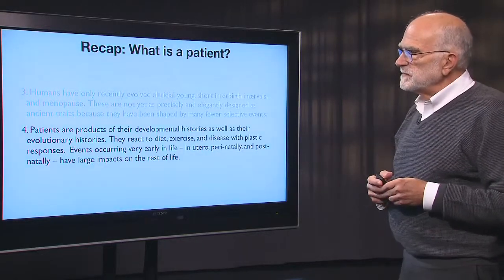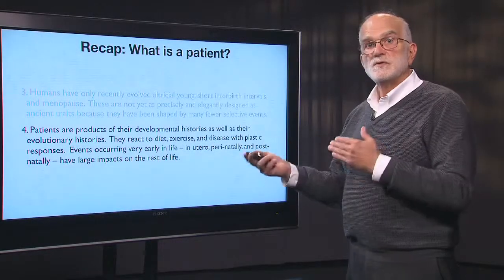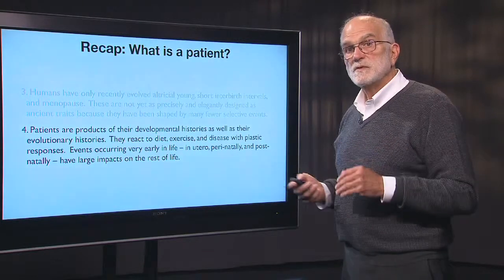A fourth point is that patients not only have an evolutionary history, they have a developmental history. And they react to diet, exercise, and disease with plastic responses. Among their most important experiences are the ones that happen very early in life, things that happen when they are in utero, during childbirth, and just after childbirth. That is when things like the difference between C-sections and vaginal delivery, breastfeeding and formula feeding, and the use of antibiotics or not can make a big difference to the microbiome and then to the risk of atopies and autoimmune disease later in life.